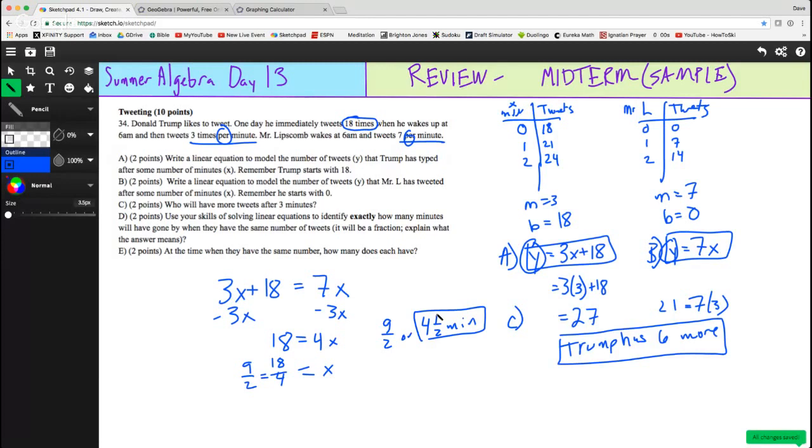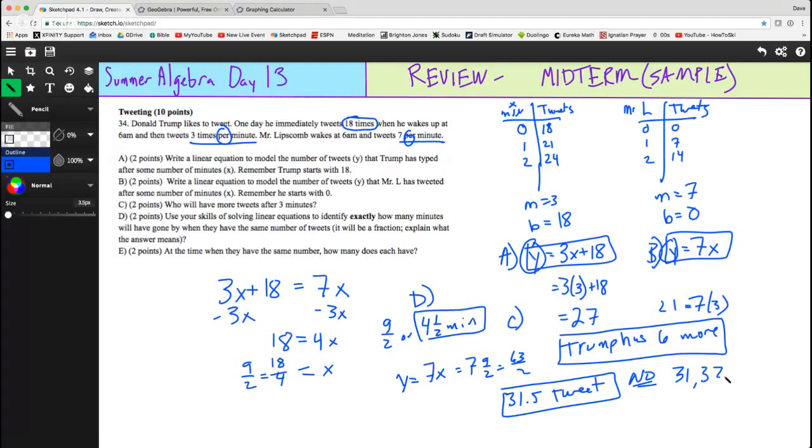And at that time, when they have the same number, how many does each one have? So this is D. Well, they'll have the same number, so let's just go ahead and use B. I'll use the easier equation, y equals 7x. This is how many Mr. Lipscomb will have. And so that's 9 halves, remember. 7 times 9 halves equals 63 over 2. Whoa, it's 31.5. Can you have half a tweet? No. So it's either 31 or 32 tweets. At this rate, it'll never be perfect. So these models aren't always perfect. So I'll take about 31, or about 32. That is our answer.